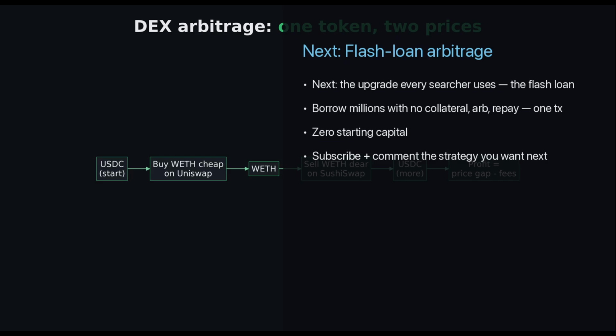That's DEX arbitrage. Next episode, the upgrade every searcher uses. The flash loan: borrow millions with no collateral, run this exact arbitrage, and repay it all in the same transaction.